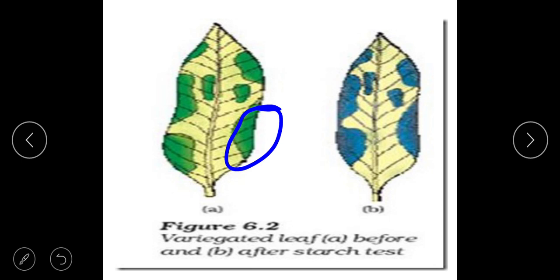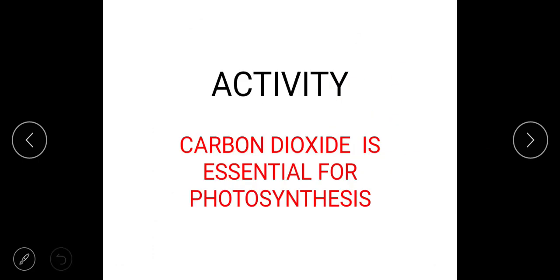When we perform the iodine test, we dip the leaf in the iodine solution or we put iodine drops on the leaf. What do we find? The regions where the chlorophyll was present turn blue-black. This shows that starch has been formed in these areas, while the other areas do not turn blue-black. So this shows that chlorophyll is essential for photosynthesis.